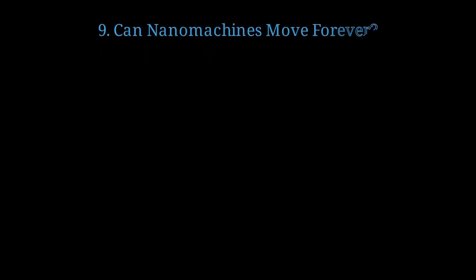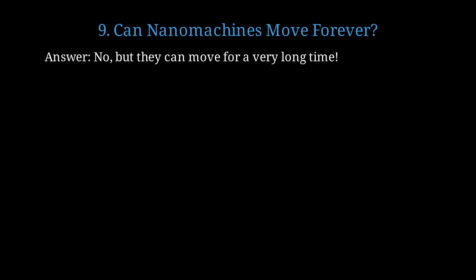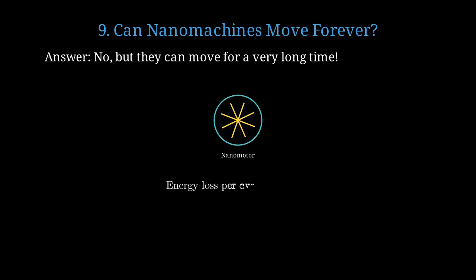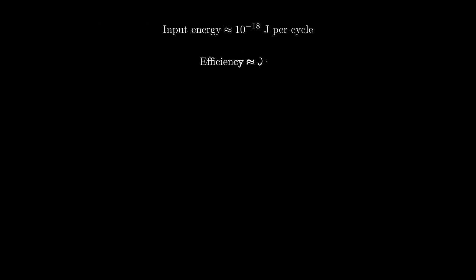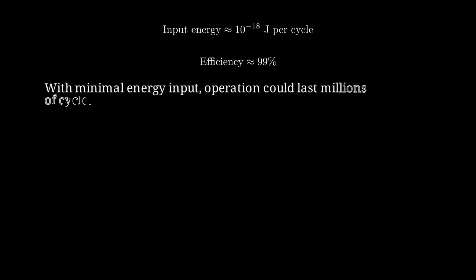Now we can answer our central question: can nanomachines move forever? The answer is no. Nanomachines cannot move forever, but they can operate for remarkably long periods. Imagine a nanoscale motor with rotating components experiencing ultra-low friction. Energy loss per rotation might be around 10^-20 joules. If we input 10^-18 joules per cycle, we achieve efficiency around 99%, far better than any macro machine. With minimal continuous energy input, such a nanomachine could operate for millions or billions of cycles.